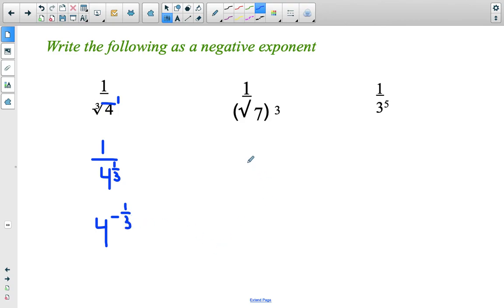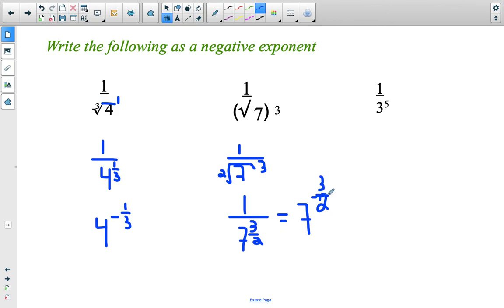Okay, same idea over here. 1 over the square root of 7, to the power of 3. Square root, remember, there's a 2 here. So I'm going to write it as 1 over 7 to the power of 3 over 2. And that will equal, in a negative exponent, 7 to the power of negative 3 over 2.